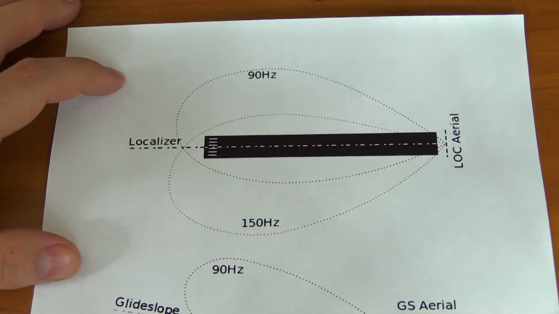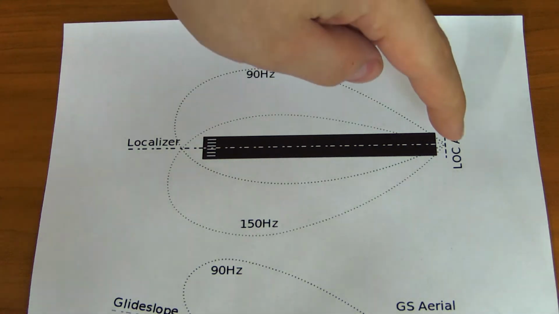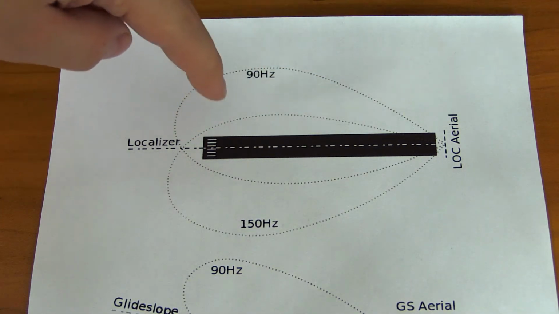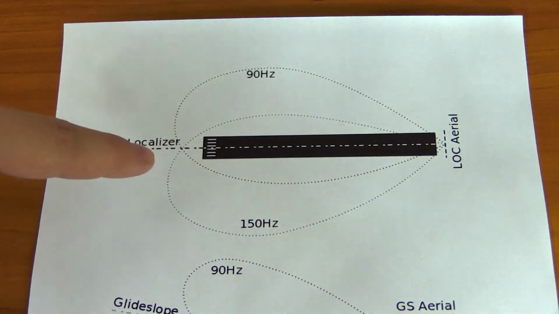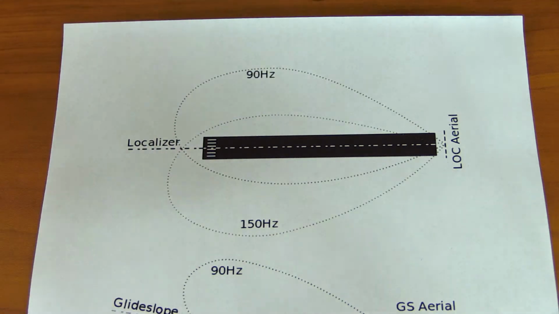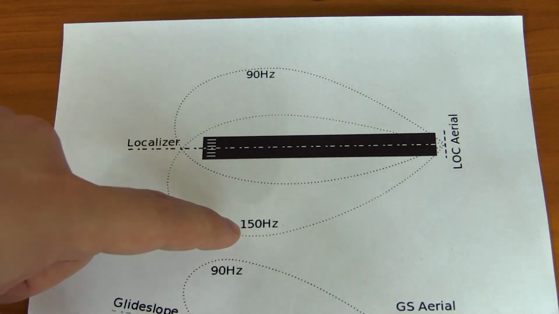And it basically consists of two transmitters. It's one amplitude modulated transmitter with a 90 Hz modulation tone, and another amplitude modulated transmitter on the exact same frequency, but with a 150 Hz tone.